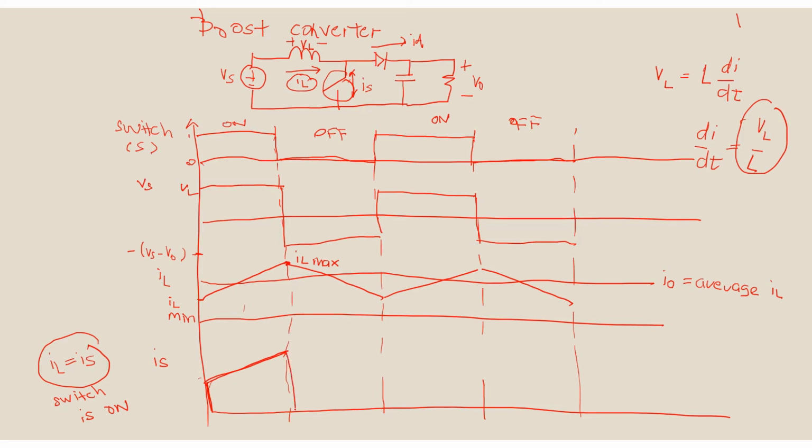When the switch is off, now we're going to mode 2. You will see that the switch becomes an open circuit, so there's no current flowing here, so it's 0. It repeats again: when the switch is on, IS equals IL, so it follows the IL slope. Then it goes to 0 again, because when the switch is off, the switch becomes an open circuit, so there's no IS. No IS means 0.